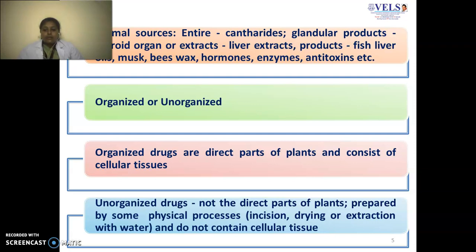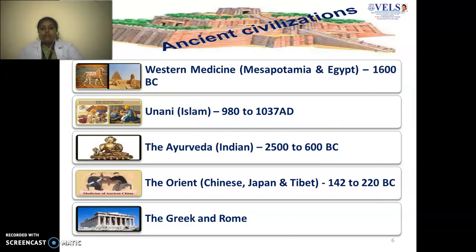Broadly speaking, crude drugs have been classified as organized and unorganized. The difference between the two is that organized drugs are the ones taken from a direct part of the plant, where you can identify a cellular organization or pattern, whereas unorganized drugs are those not obtained from a direct part of the plant and which can be prepared by a simple physical process like incision, meaning cutting, or drying or extracting procedures. So these do not have any cellular structures, as seen in certain crude drugs like gums, waxes, liquid extracts, leafy juices, etc.